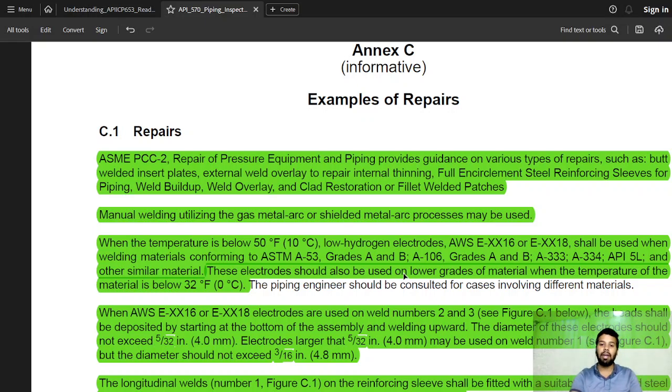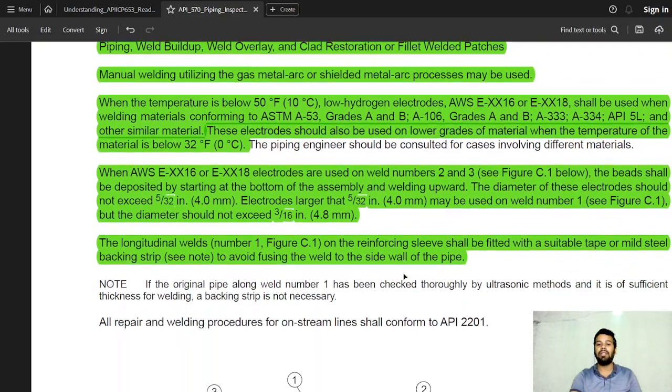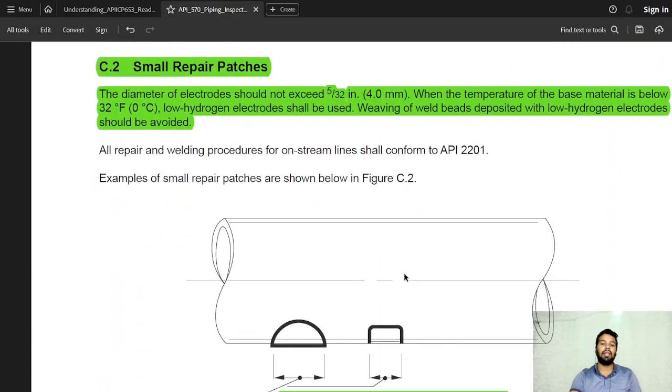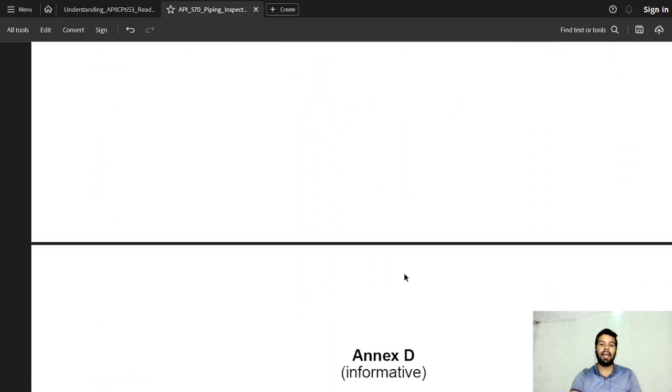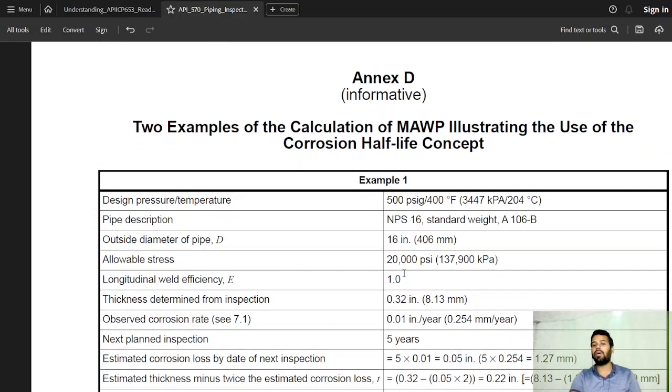Examples of repair: here examples of repair are given. These are informative. Then finally, in Annex 4 we have how to determine the maximum allowable working pressure using the half corrosion half-life concept. We'll talk about this later on when we are calculating the problems associated with API 570. But that's it for the 9th section.